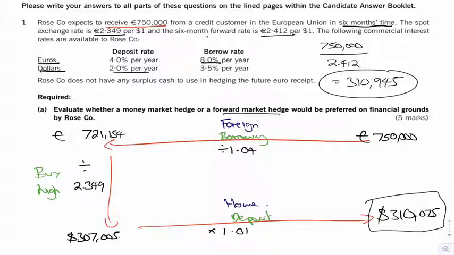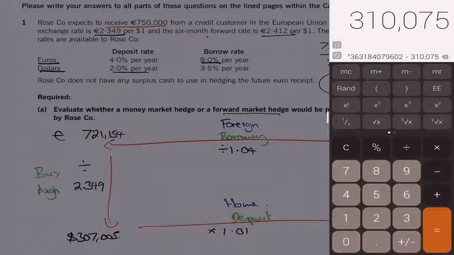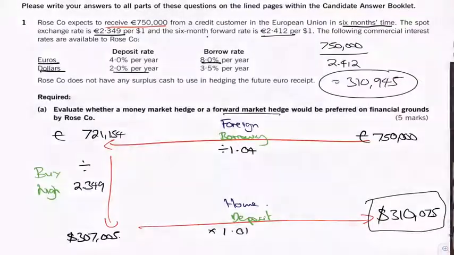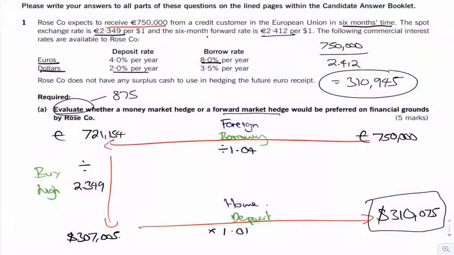So would I rather receive 310,945 or would I rather receive 310,075? I would definitely rather receive the first one. So that minus 310,075, because I would be 870 better off, because it says evaluate, so I'm now evaluating it. I would be 870, sorry, better off by taking the forward market hedge.